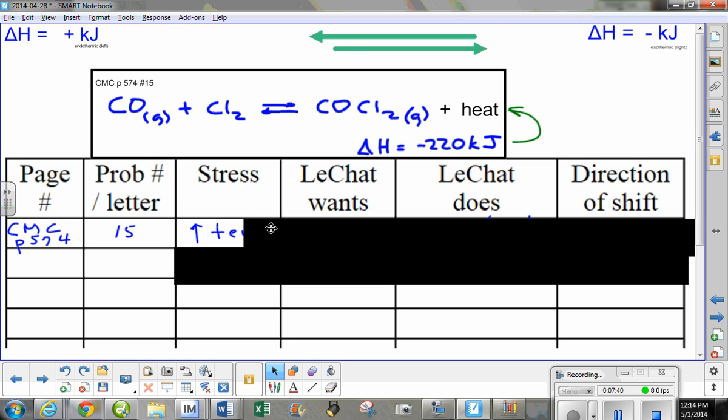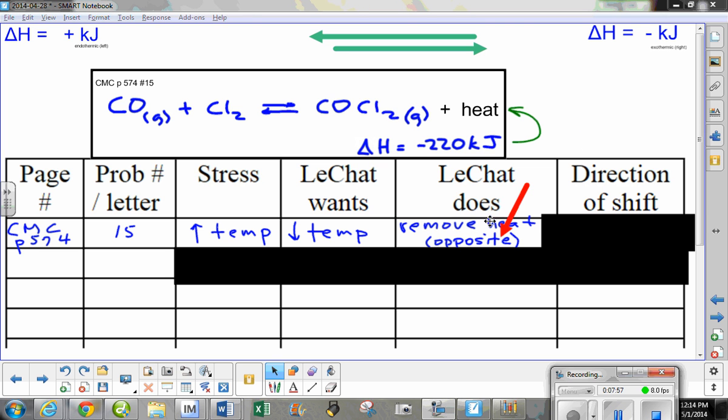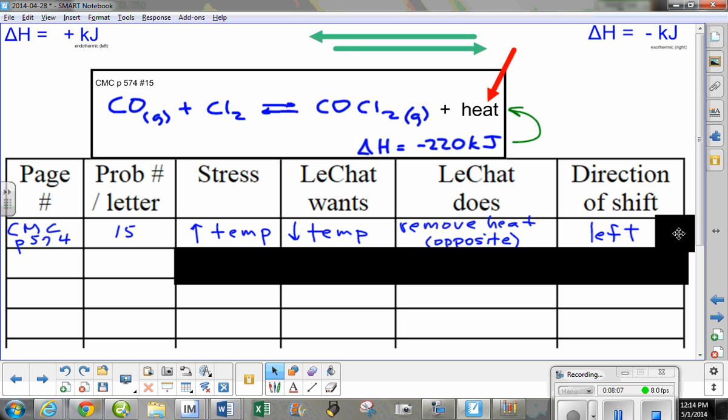So let's do the heat. The stress is the temperature goes up. LeChat wants to make the temperature go down. And to do that, he's got to remove heat. To remove heat, he's got to go to the side that is opposite from the side that the heat is on. Well, which side is the heat on? We can see it's on the right. So opposite is going to mean a left shift. Okay, so we know what the temperature rise is going to do. It's going to make LeChatelier want to move to the left.